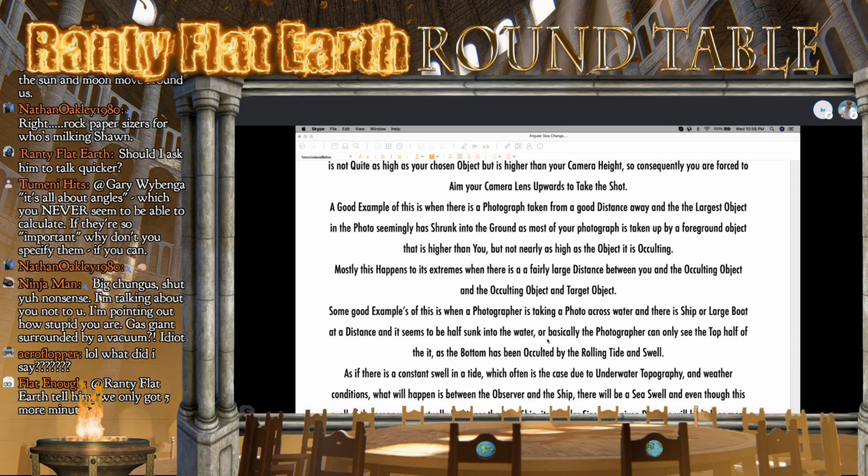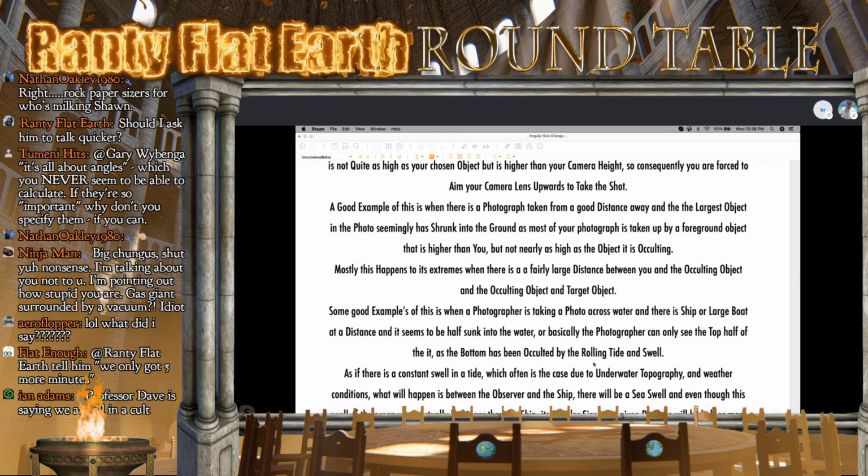So basically what that means is that you could have a boat that's pretty big out at a distance, but because the swell's angular size is big enough to block out half the boat, it seems as if the boat is going behind the curve, but it's not. It's down to angular size.